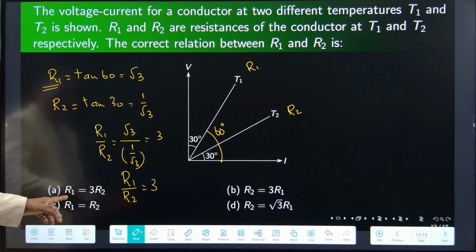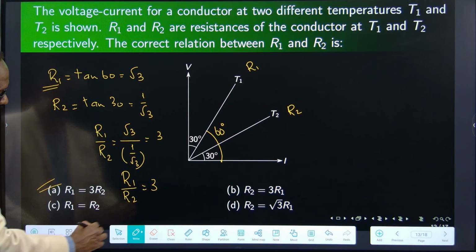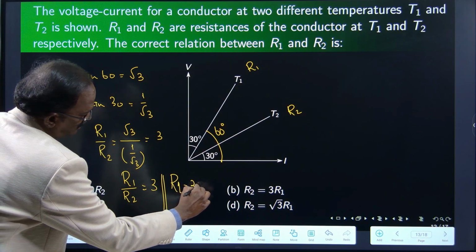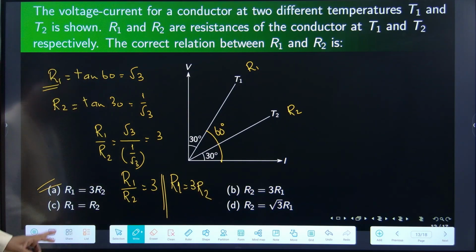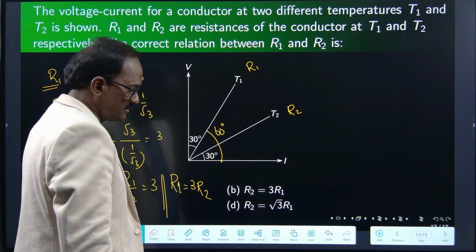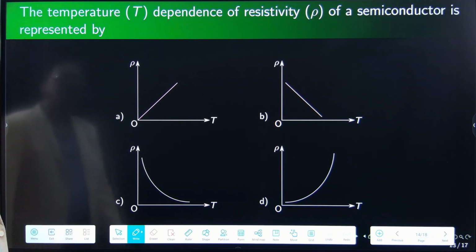So this is not in ratios. R1 is equal to 3 R2, so R2 is equal to R1 by 3, or R1 is equal to root 3 R2. Right? So let us take the next problem.